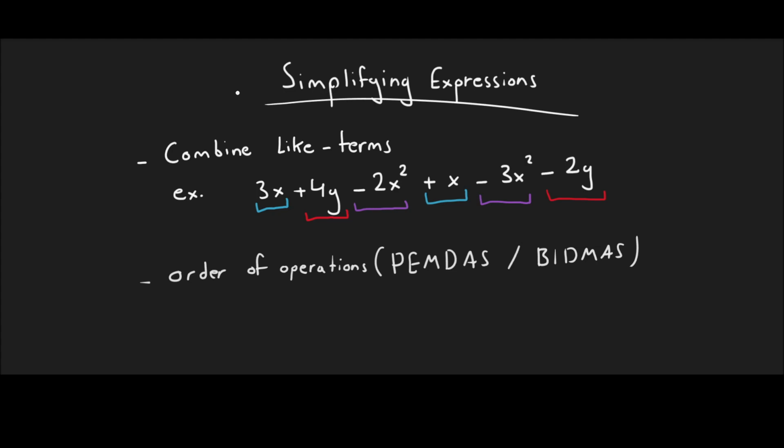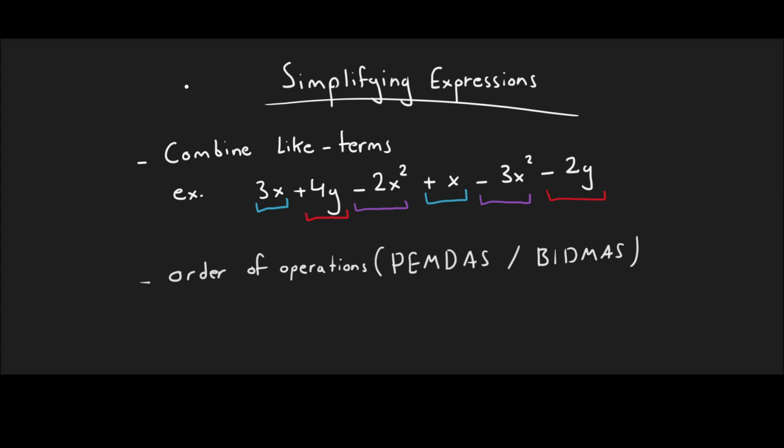So if we were to simplify this expression, we would combine the 3x plus the x, which would give us 4x. Then we would combine the 4y with the negative 2y to give us positive 2y, and we would combine the negative 2x squared with the negative 3x squared, which would give us negative 5x squared. But we can never combine terms which are not the same. So after you combine the like terms, that's it. We cannot combine any further.